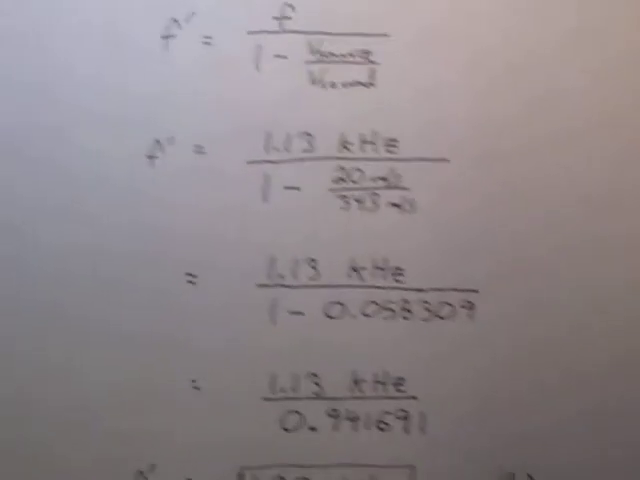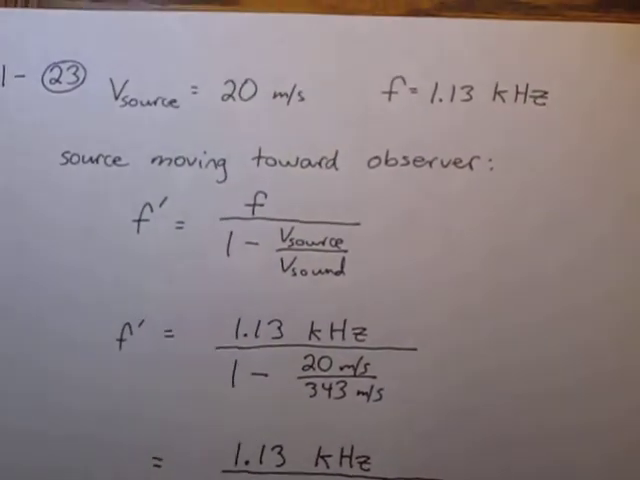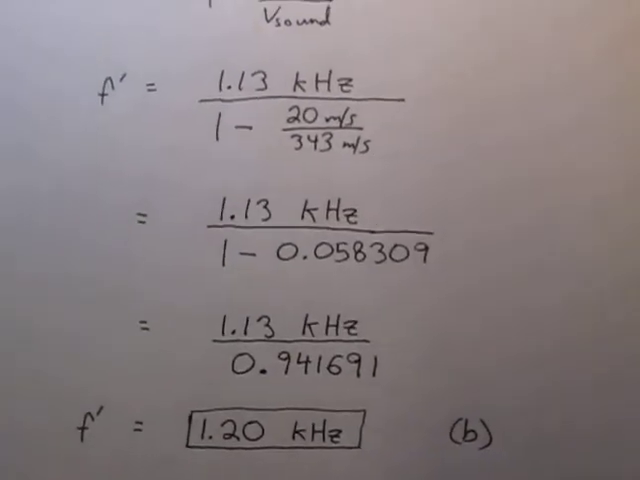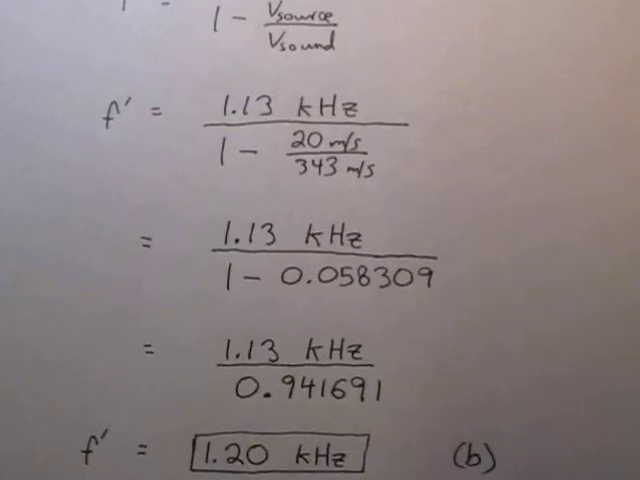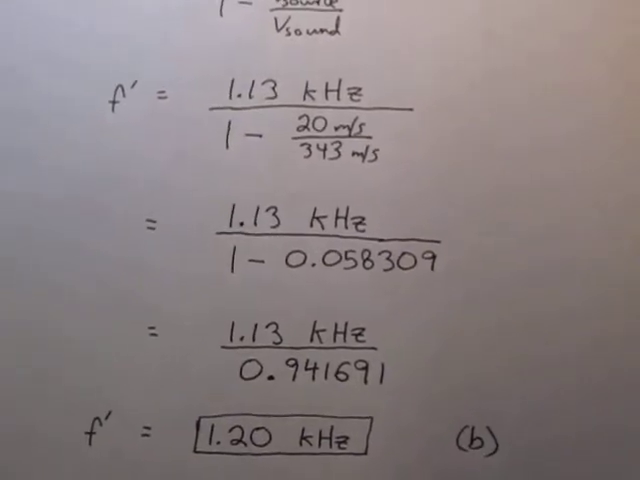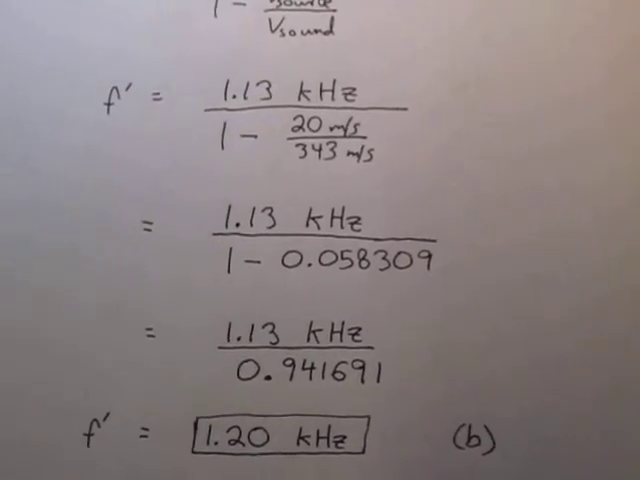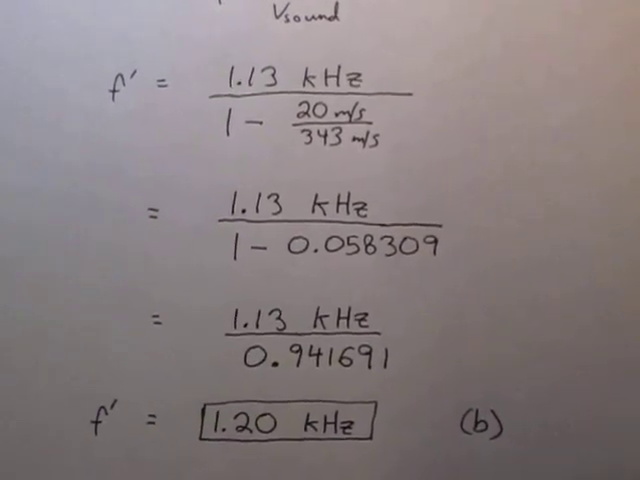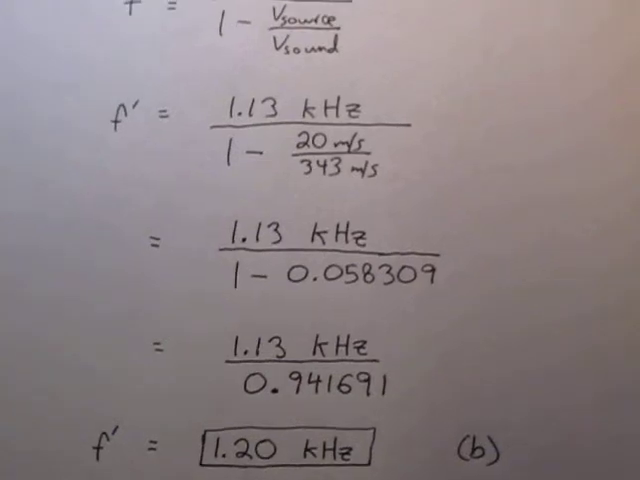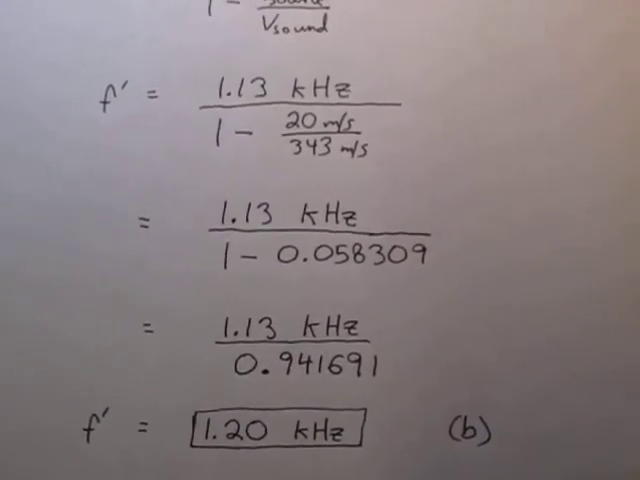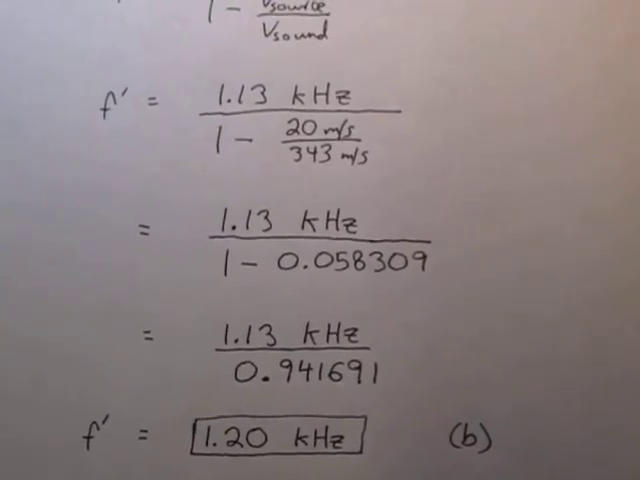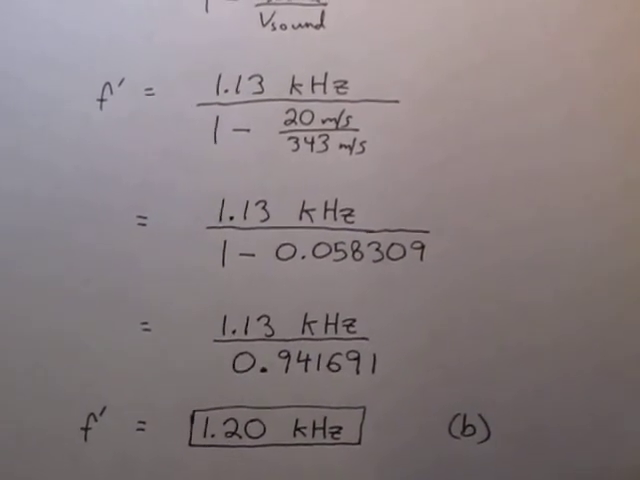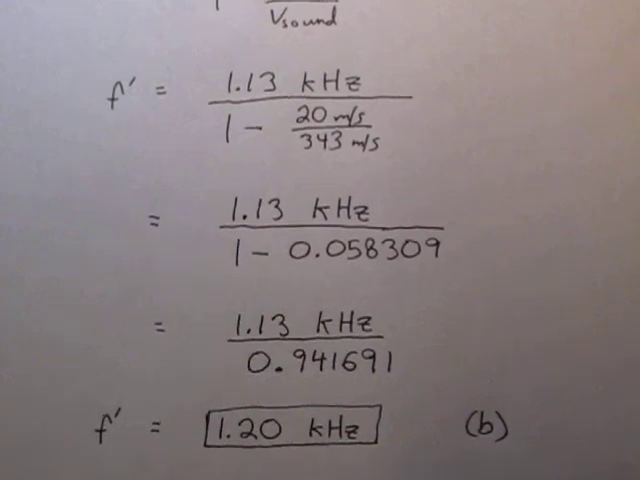The question says that the source is moving towards the observer. Our intuition tells us if the source is moving towards us, there's an increase in frequency. So as I look back and evaluate this, there should be a higher frequency perceived. And the answer given is 1.20 kilohertz, whereas the original frequency was 1.13 kilohertz. And that fits with what I intuitively know, that the frequency should have gone up. That's it for this video.